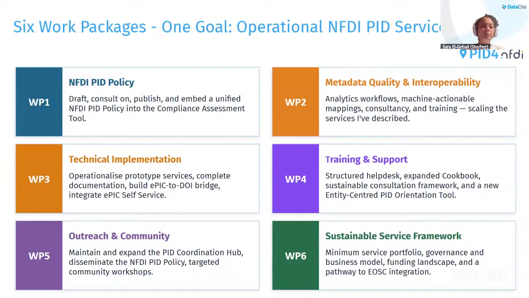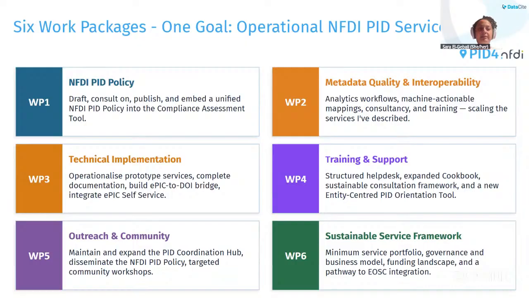So, for instance, we have work package 1, which addresses a major gap in the current landscape, where we don't have a PID policy across the NFDI. We have work package 4, which consolidates and professionalizes the work that we do, the services that we offer. We have work package 5, which ensures that the communities know about the work that we do and remain engaged and informed, and able to discover and adopt these services.